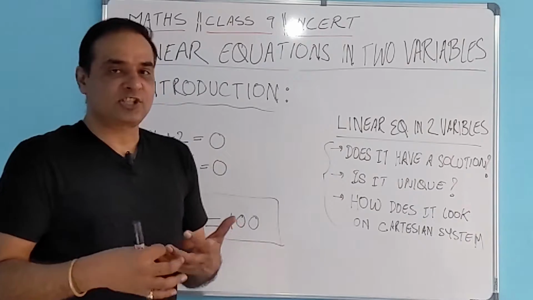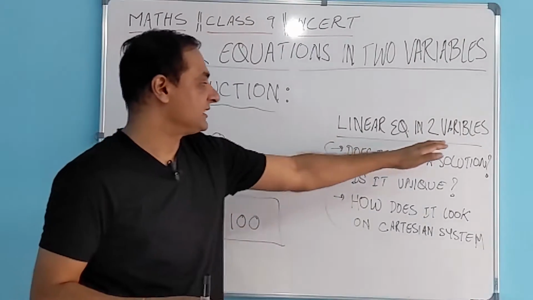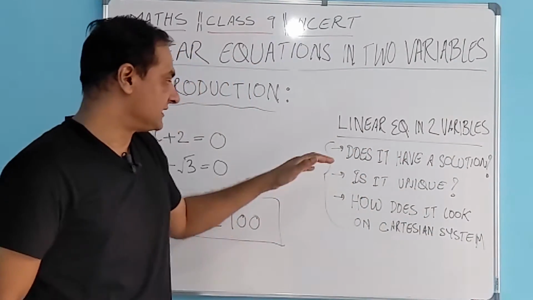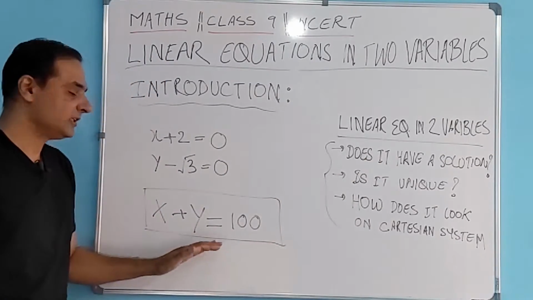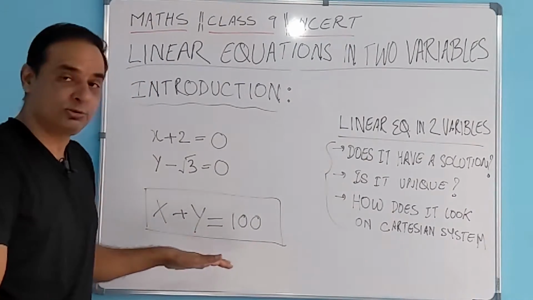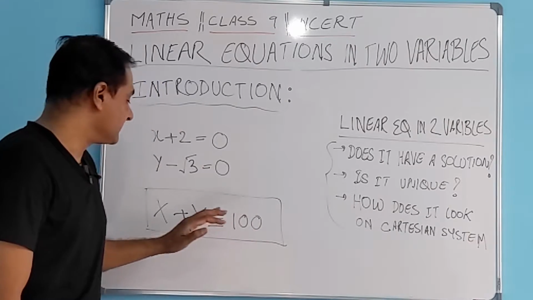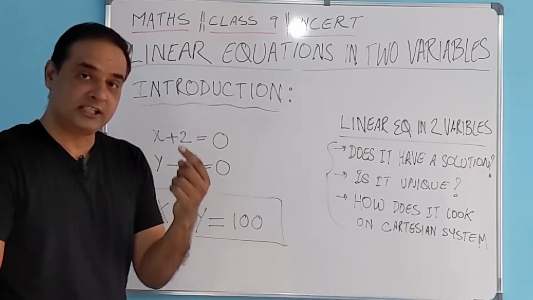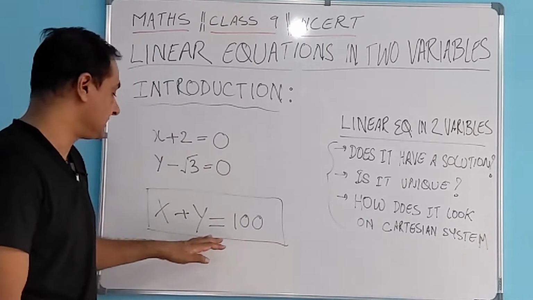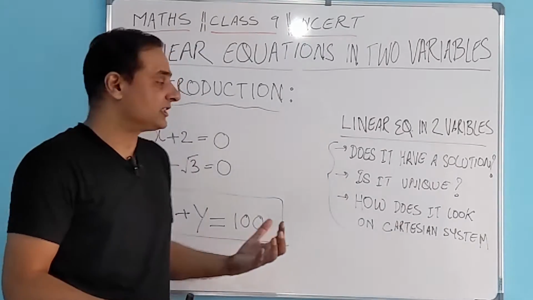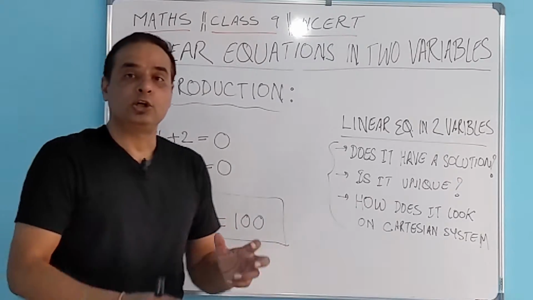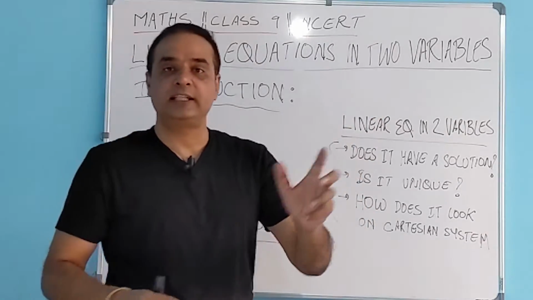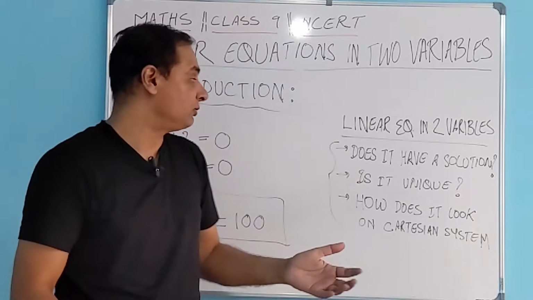Now the questions which arise in the case of linear equations in two variables, we need to think about. First of all, does it have a solution? Second question is, if it has a solution, is it going to be unique? Will there be one and only one solution to this equation? And then we need to see how it looks on the Cartesian plane. If we draw it in the graph, how will the solution look?